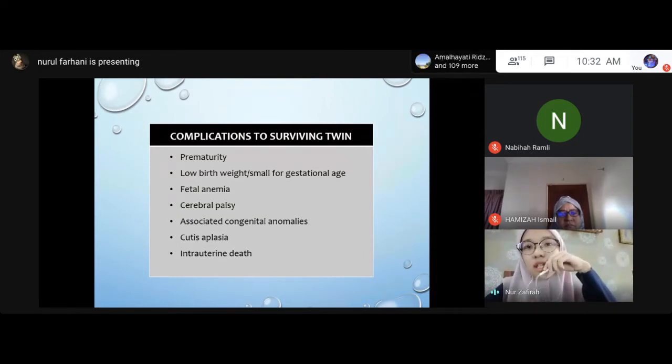Then fetal anemia: when there is shunting of blood, the surviving twin will have anemia because of low blood supply, since blood is shunted from the surviving twin into the dead twin. As well as cerebral palsy, because when there is underperfusion of the surviving twin due to shunting of blood, hypoxia will develop in the brain and in the organs of the surviving twin. And then associated congenital anomalies, also the same mechanism. Then cutis aplasia, the same, because of less perfusion into the skin. So the surviving twin can have cutis aplasia.